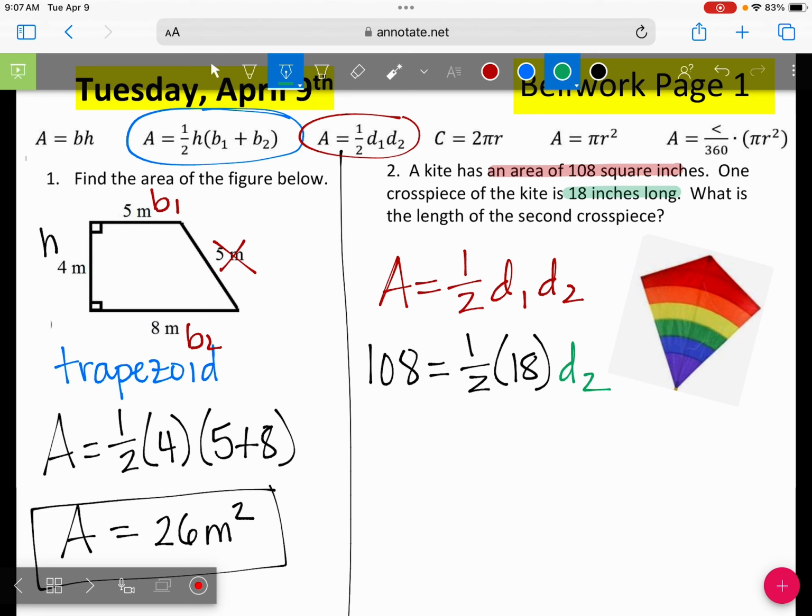So we're going to start by figuring out what is 1/2 of 18. So use your calculator, figure out what's 1/2 of 18. That would be your first step. So I heard Alan say 9. Anybody else agree that it's 9? Okay. So that would be 9 times diagonal 2. Now these two are being multiplied. And what's the opposite of multiplication? Division. Good. So you're going to divide both sides by 9.